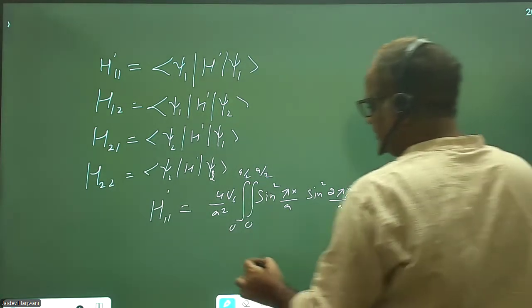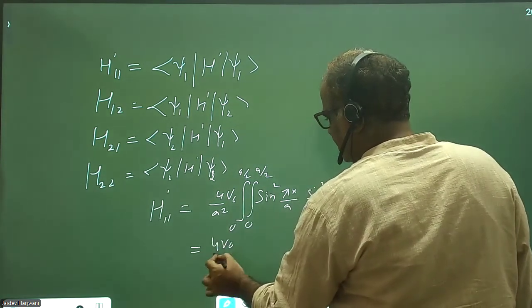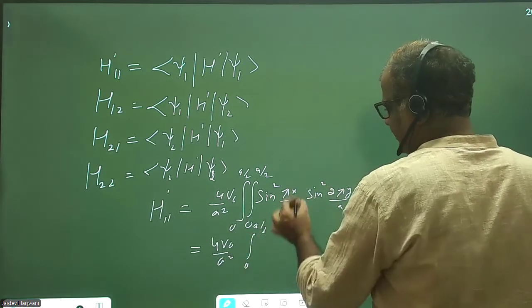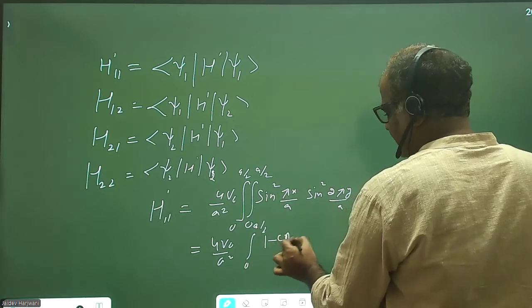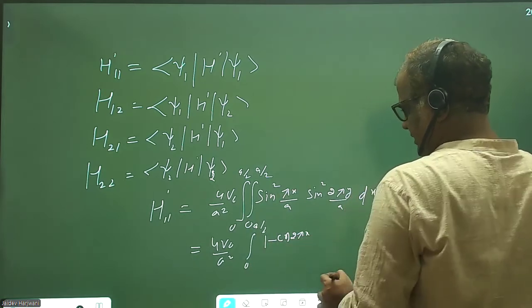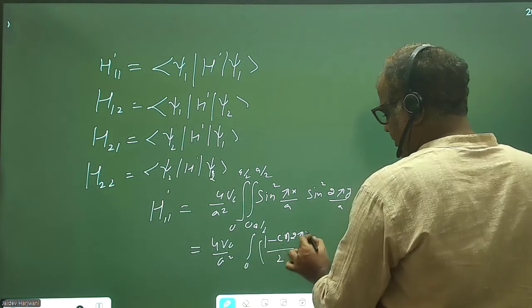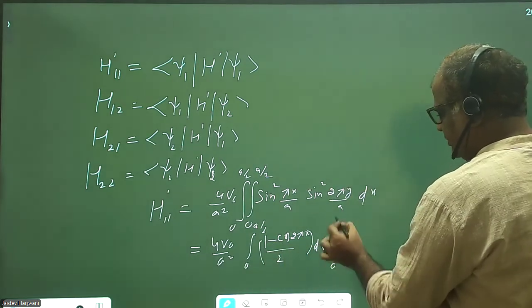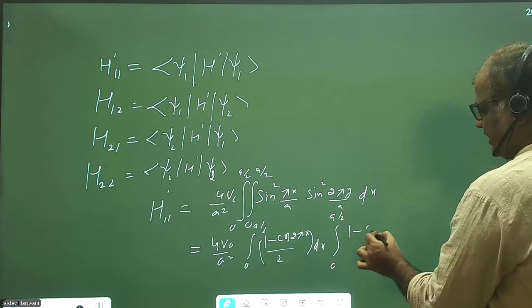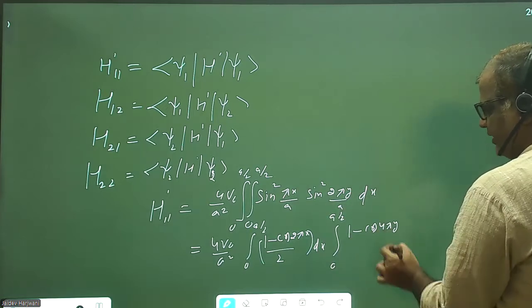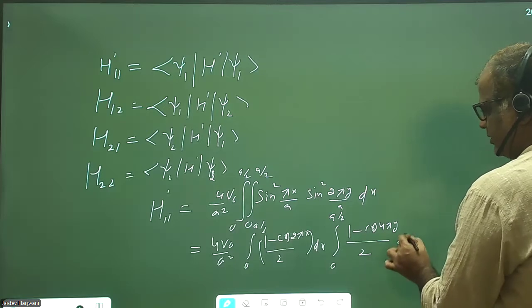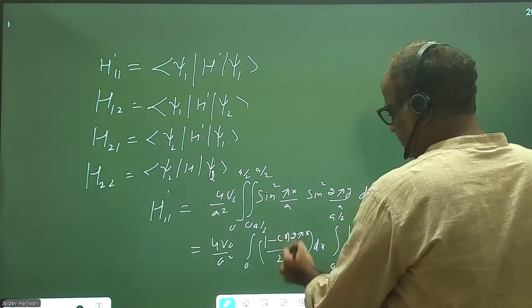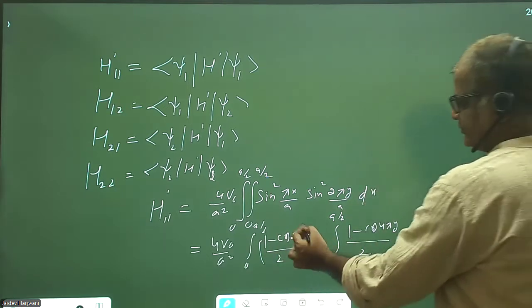Now let us solve this. So this gives me 4 V naught upon a square, integral 0 to a by 2 of sine square pi x by a, which I can write as 1 minus cos 2 pi x by a upon 2, dx, and then you have integral 0 to a by 2 of sine square 2 pi y by a, which I can write as 1 minus cos 4 pi y by a upon 2, dy. Let me solve this one now.